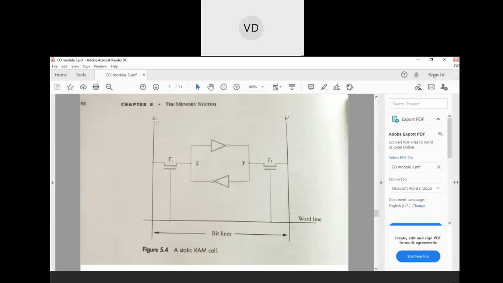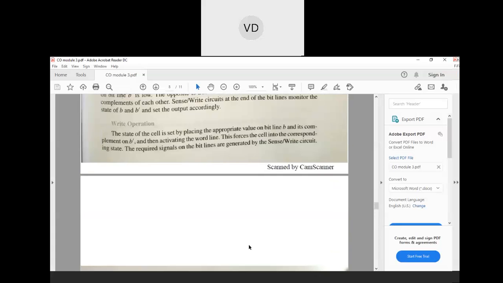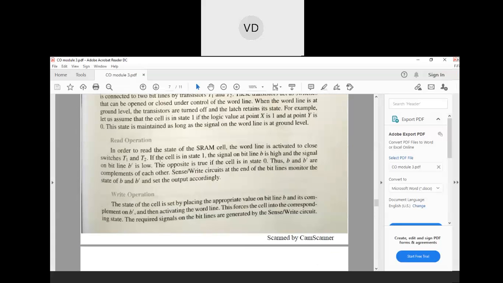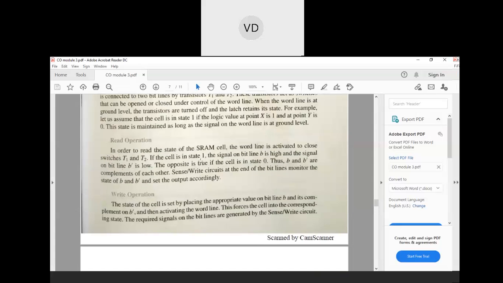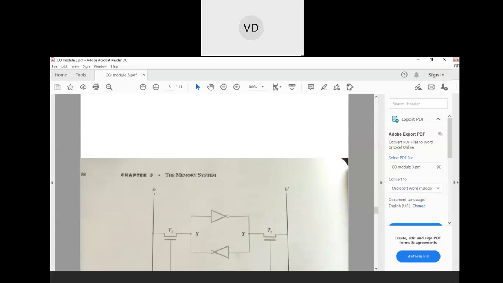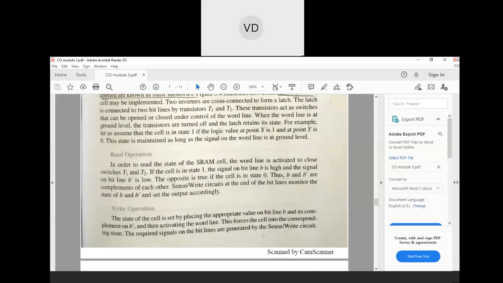If the value of b is high and b dash is low, that time we are considering the bit present in this cell is 1. See here, the cell is said to be in state 1 when the bit on the bit line b is high. When we close these two transistors, if b is high, obviously b dash will be low, and that time the value is considered as 1. If it is opposite, suppose b is low and b dash is high, that time the value of this cell is considered as 0. This is how we read the value from b and b naught.